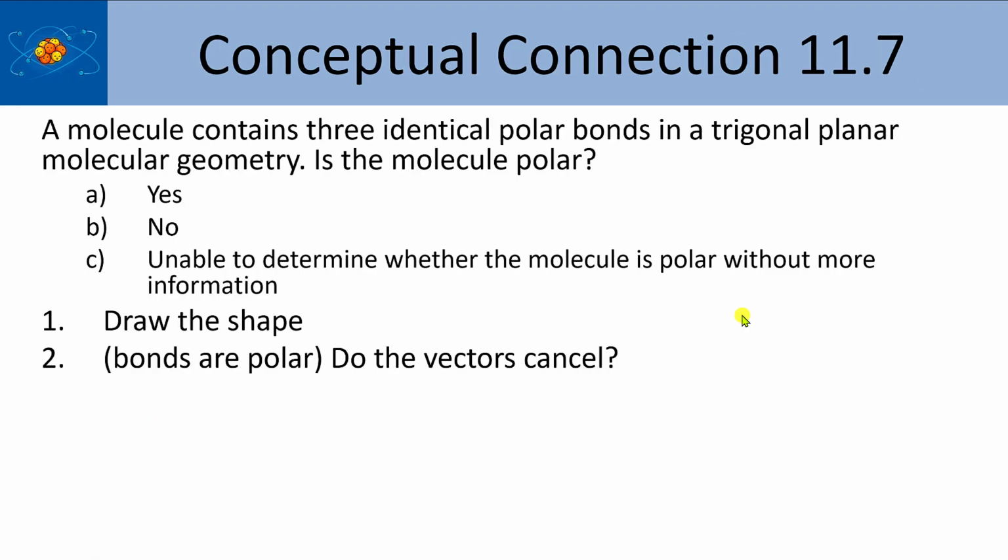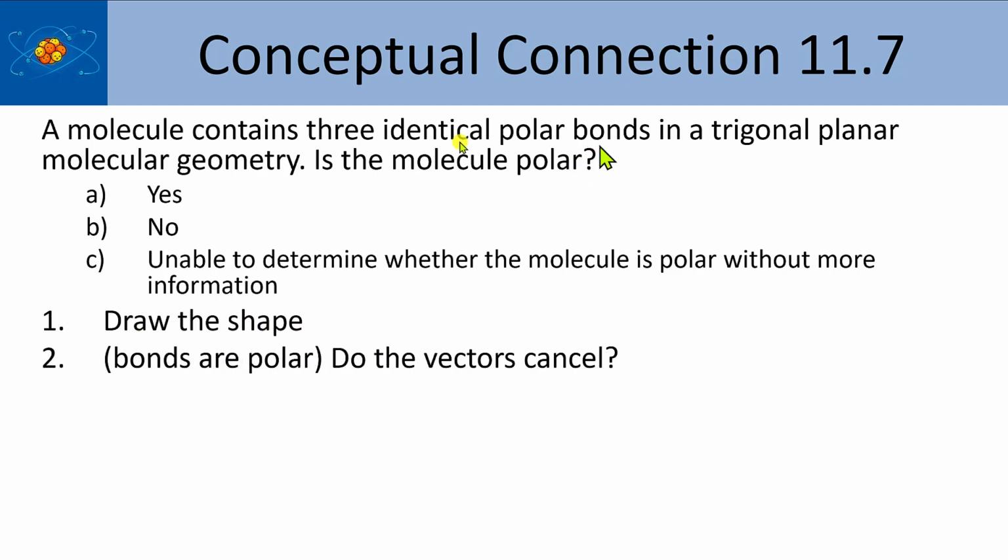So here's a good conceptual connection from your book. It's Conceptual Connection 11.7. It says, a molecule contains 3 identical polar bonds in a trigonal planar molecular geometry. Is the molecule polar? The answers are yes, no, and unable to determine without more information. And the way you answer all of these questions, whether or not you're given the geometry and told what is connected to the central atom, or whether you have to draw it, is you always have to draw it out to look at it.